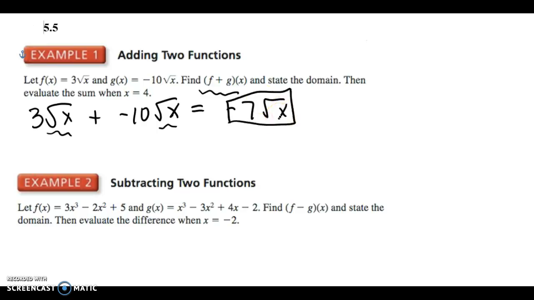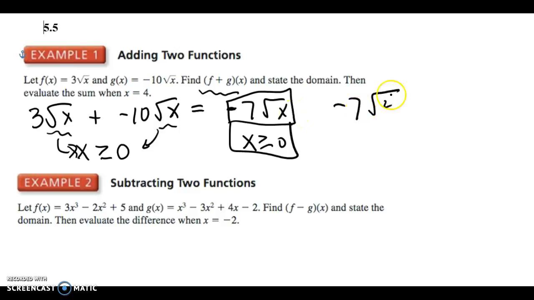They also want us to state the domain. Because it's a square root function, what is under a square root has to be greater than or equal to 0 for the f function and for the g function. So for the combined function, it's also x is greater than or equal to 0. Then they want us to evaluate for 4, and that just simply means plug in 4 for the x. Square root of 4 is 2, so we get an answer of negative 14.